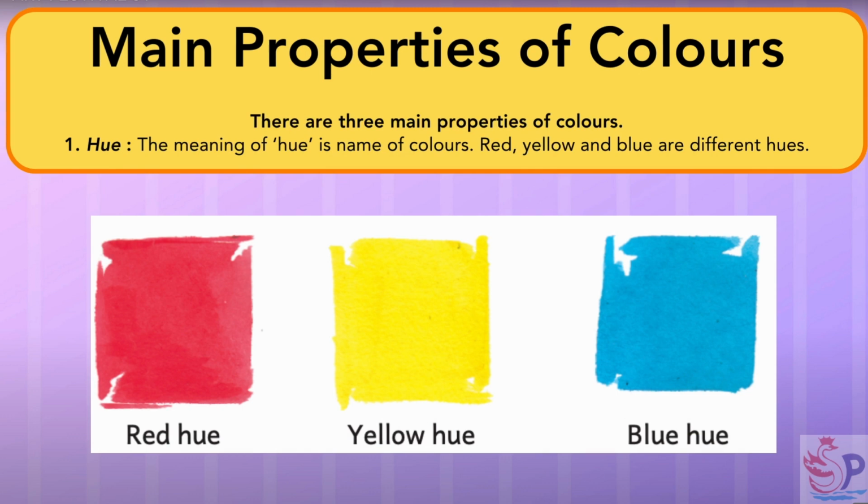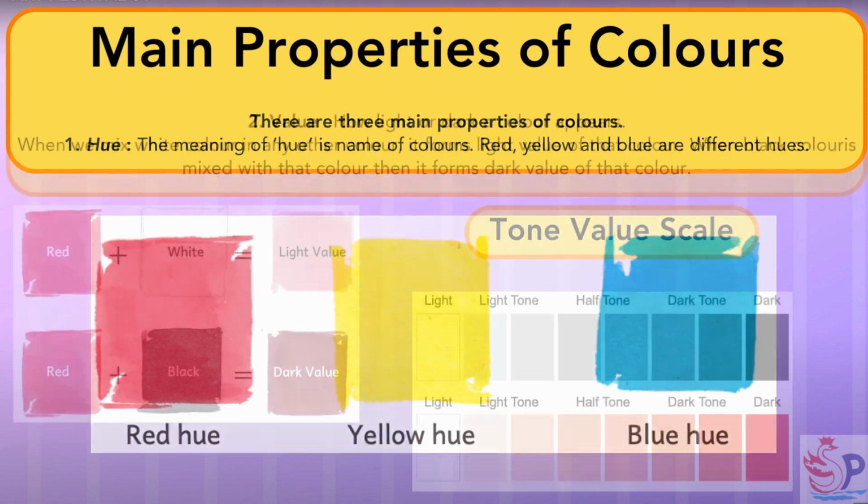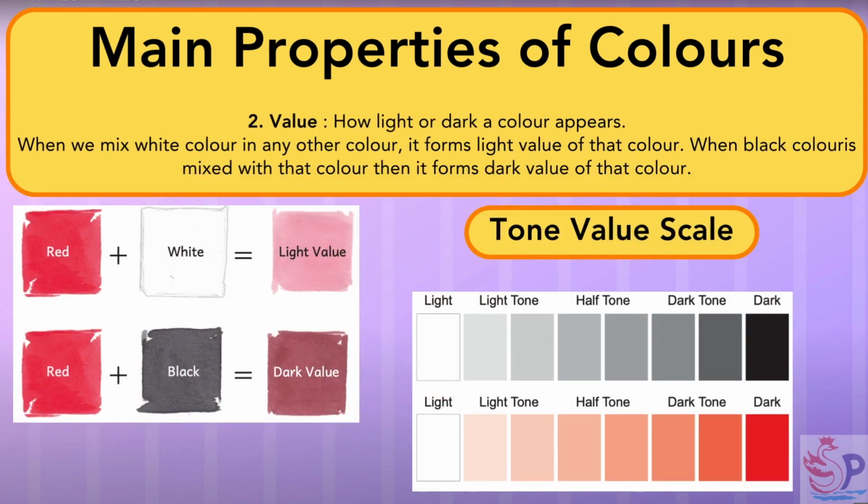Main properties of colors. There are 3 main properties of colors. 1. Hue. The meaning of hue is the name of colors. Red, yellow and blue are different hues. 2. Value. How light or dark a color appears. When we mix white color in any other color, it forms a light value of that color. When black color is mixed with that color, then it forms a dark value of that color.